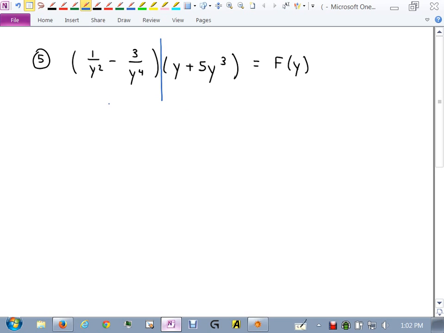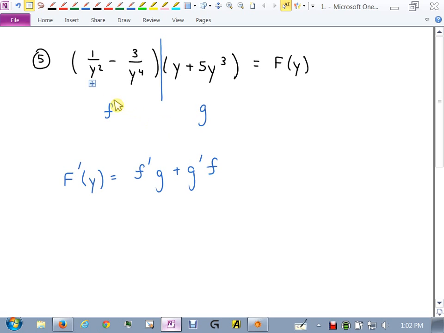So before I apply the product rule, I recognize that we do have a product. That's F, that's G, right? And so our derivative, capital F prime of y, should be equal to F prime G plus G prime F, right?